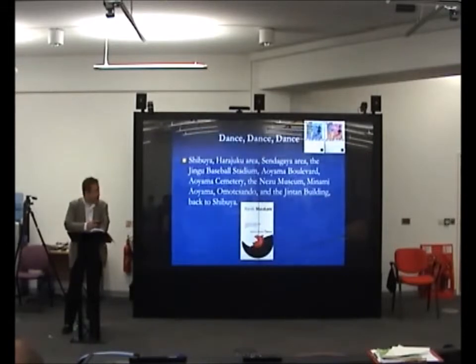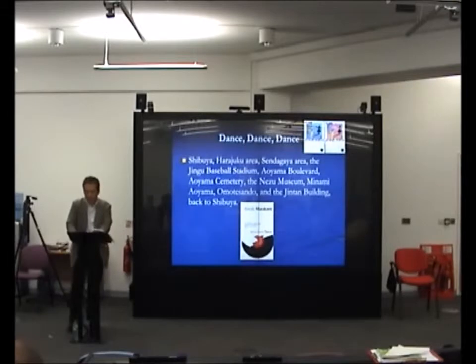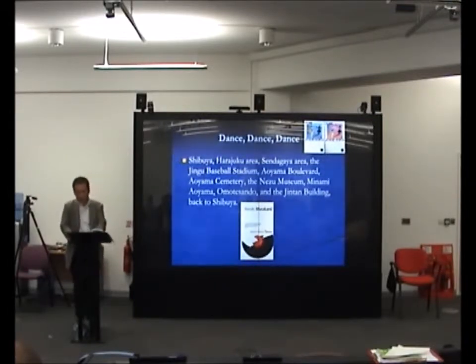For example, Dance, Dance, Dance. The novel started with similar sentences with where am I, as Watanabe says in the end of Norwegian Wood, as if it is a sequel. The protagonist of Dance, Dance, Dance lives with a memory of a girl who disappeared. Such a protagonist is called a member of the spook club. His life like that is also found expressed in his walking route. In Tokyo, the protagonist almost always takes a walk on one route like this. The route is from his house in Shibuya through Harajuku, Sendagaya area, the Jingu Baseball Stadium, Aoyama Boulevard, Aoyama Cemetery, the Laser Museum, Minami Aoyama, Omotesando, and the Jinta building back to Shibuya.